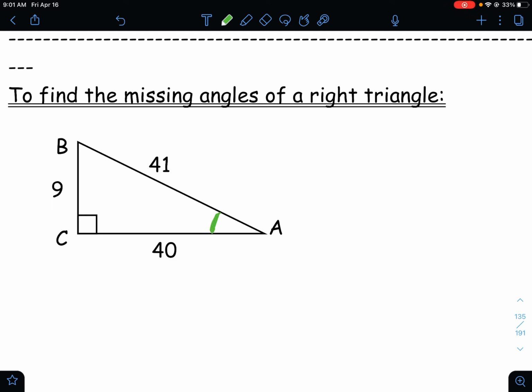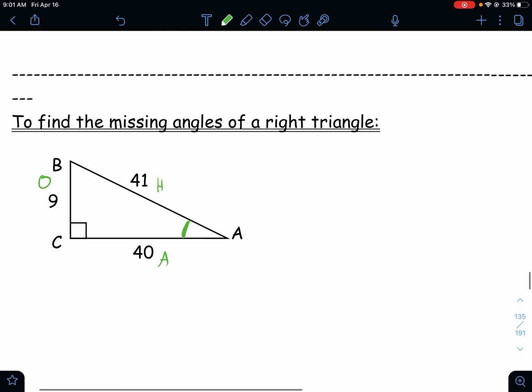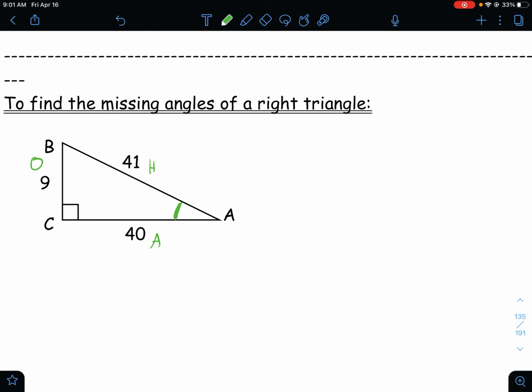So we're going to start out with angle A. This is our angle of interest. So we have three sides here, and we could use any of the trig functions, right? We could label 9 as our opposite, 41 is our hypotenuse, and 40 is our adjacent. So we have all of them, so we could use any of the trig functions. Let's just use sine.